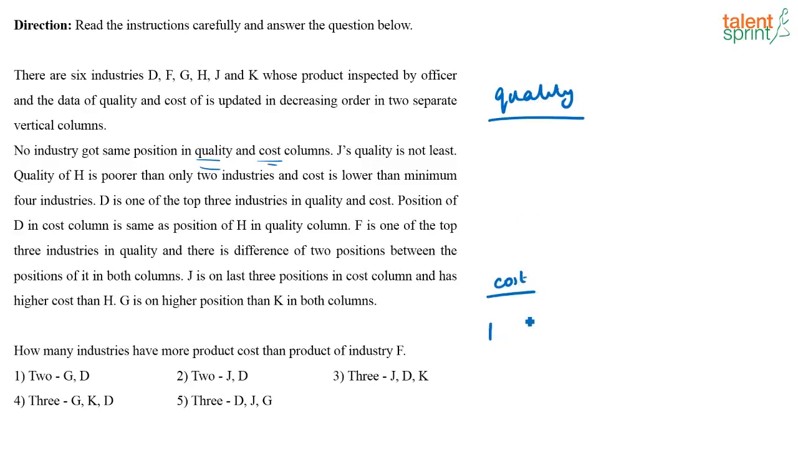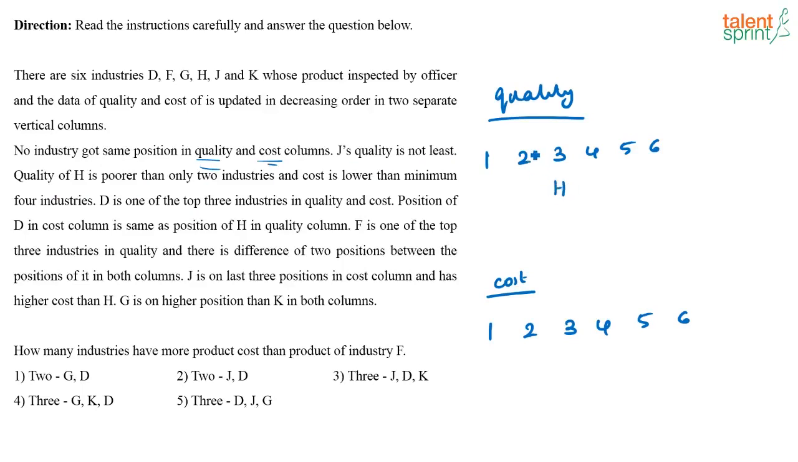Now cost, let us rank it as 1, 2, 3, 4, 5, 6, where I am saying that 1 is the most costly item and 6 is the least costly one. Similarly quality, you have 1, 2, 3, 4, 5, 6, where 1 is the best quality and 6 is the least quality. I am just writing like this for convenience. Then J's quality is not the least. Quality of H is poorer than only 2 industries. So where should quality of H be? Quality of H has to be here, right?